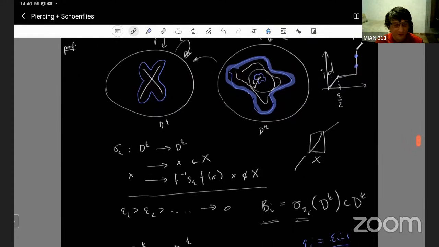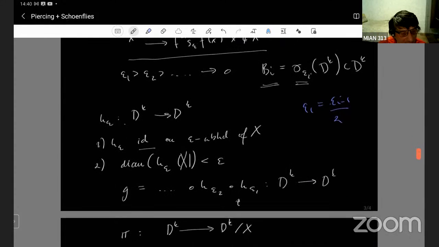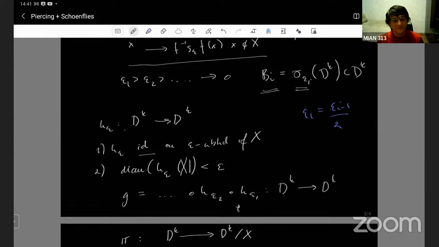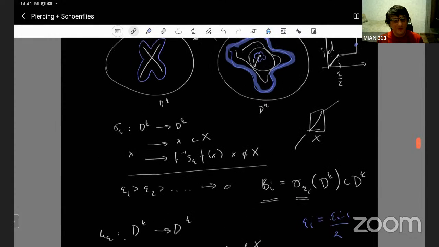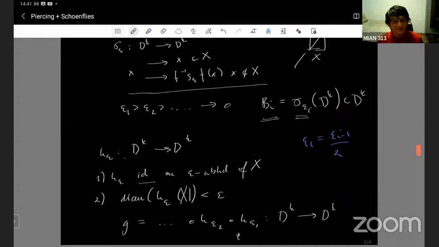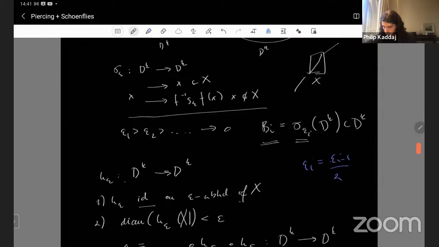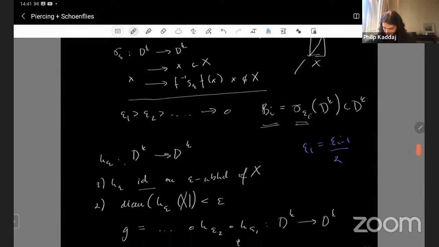Yes. Okay. So now this condition, diameter of h epsilon of x is less than epsilon. I don't understand. I would think that h epsilon is the identity on x. Isn't it the identity on x? Yes, but it's, yes. Hang on. Then I think this condition is wrong. What I wrote is wrong. What did I mean?